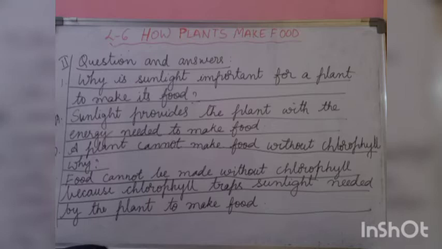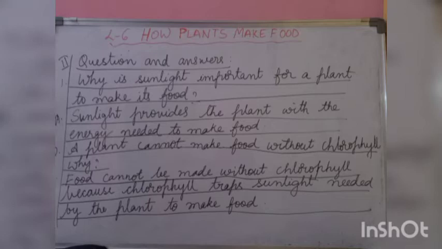Food cannot be made without chlorophyll because chlorophyll traps sunlight needed by the plant to make food. So children, any plant which does not have chlorophyll in it cannot prepare any kind of food. For example, mushrooms. The mushrooms cannot prepare their own food, although they are plants. They depend upon other plants for their food.